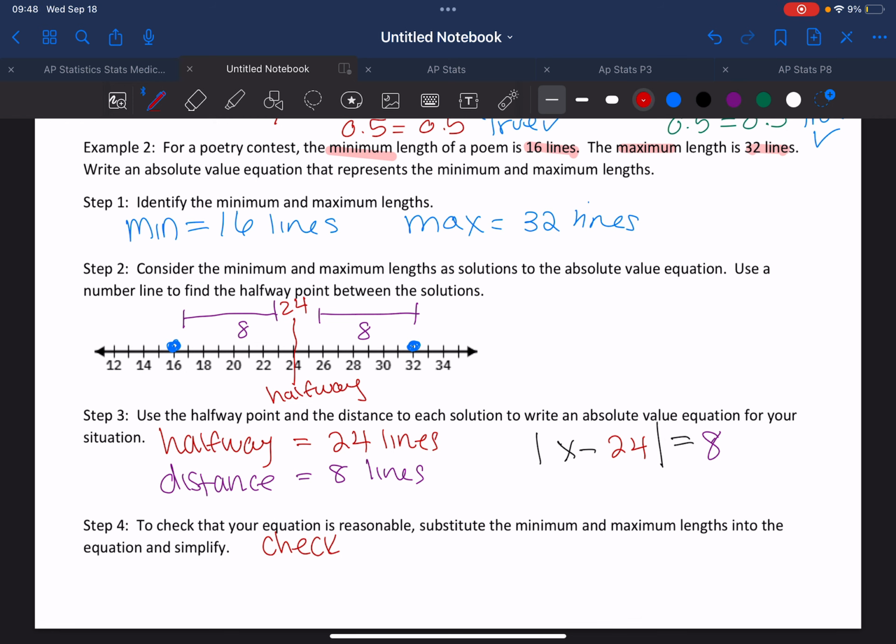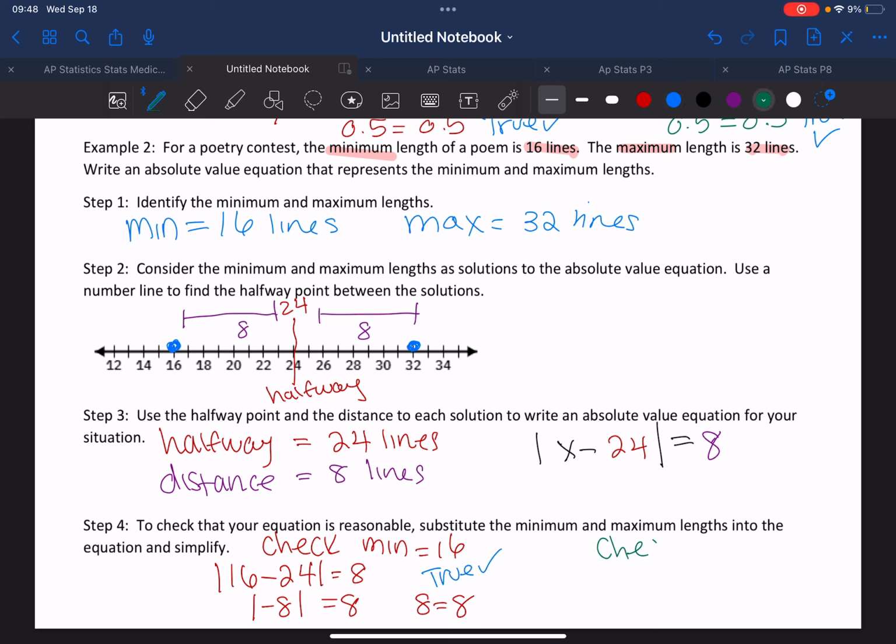So checking the minimum, which we know is 16, we're going to do the absolute value of 16 minus 24 is equal to 8, which gives us absolute value of negative 8 is equal to 8. Absolute value makes it positive, so 8 is equal to 8 is a true statement. So that one checks out.